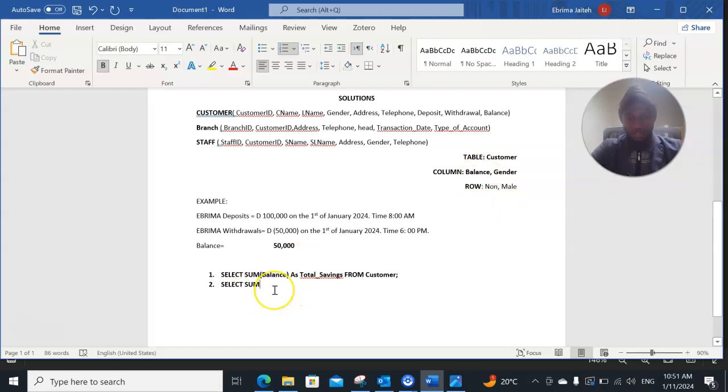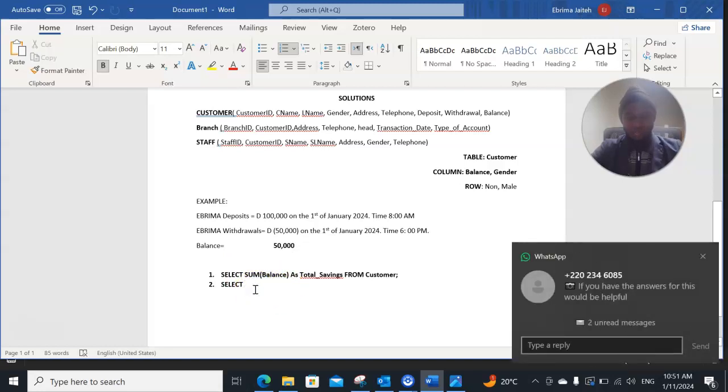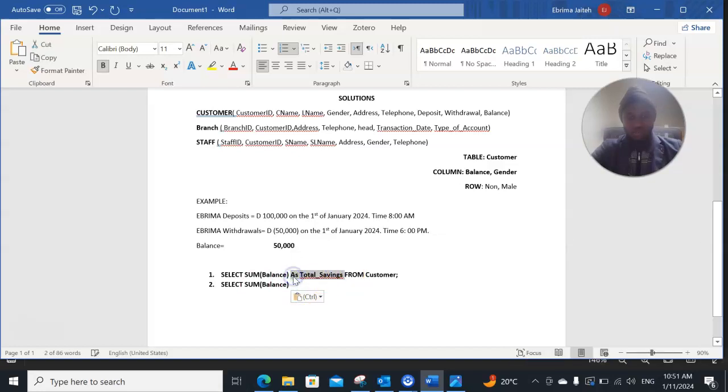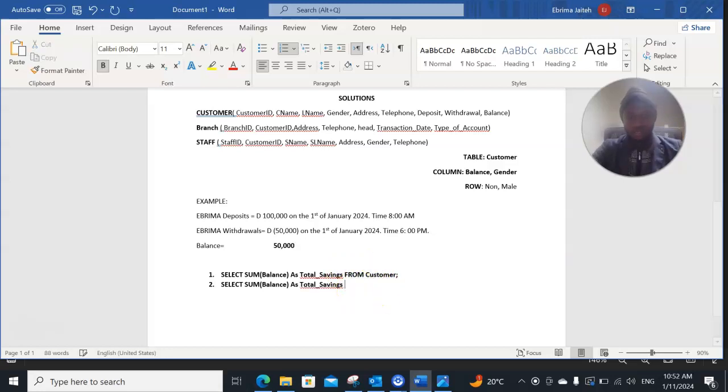So I'm going to copy and paste this. Since it is already here, we have sum of the balance. I'm going to copy this and paste it here to save time. So sum of the balance as total savings. I'm saying select sum of the balance as total savings, which is already here. Now where am I selecting this information from? From the customer table. So I can also copy this and paste it here because I'm selecting from the same table, from customer.